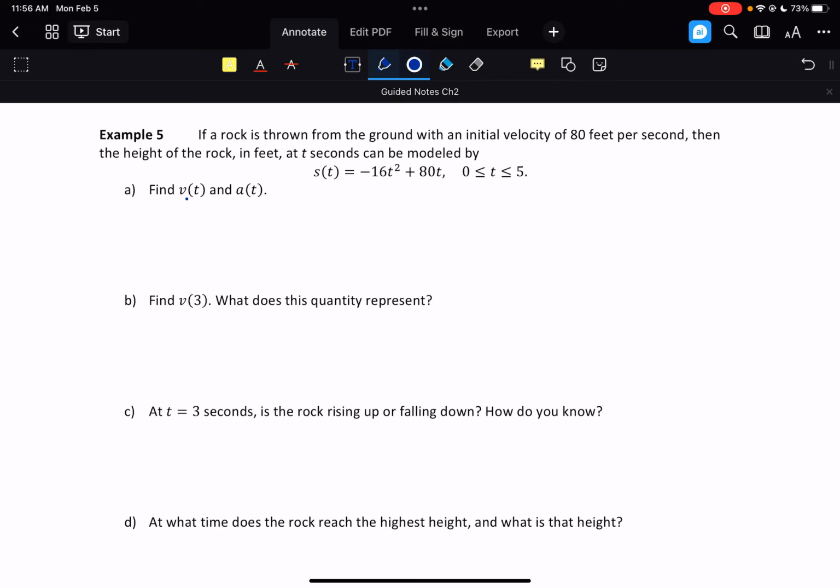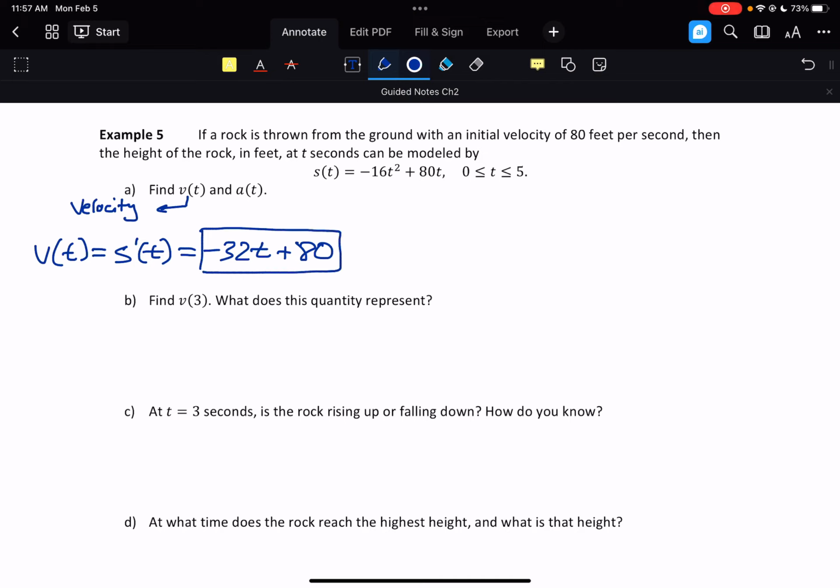So for velocity, this is the rate of change of the rock's position. In other words, when we say rate of change, we're talking about a derivative. So that's v of t is going to be s prime of t. We take the derivative, so we bring down the 2, so that's negative 32t, and then plus 80 times 1, so just plus 80. So this is the velocity formula.